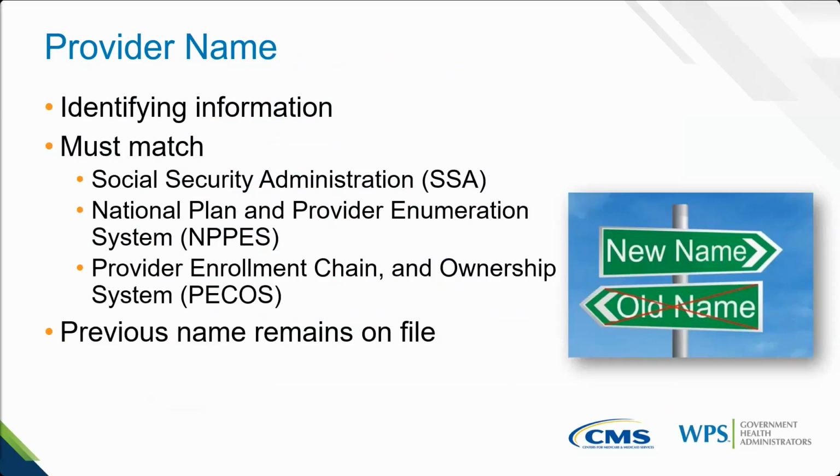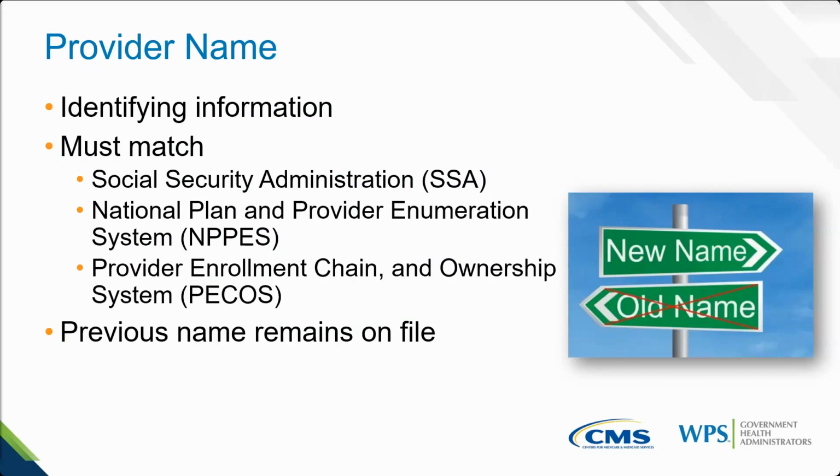Changing the provider's name is considered changing identifying information. So this is going to be your section 2A. If you're on the paper application, it would be your identifying information. If you are in PECOS, on that electronic form, it'll be that topic. It's important to note that if we're changing the name, the previous name will remain on the enrollment record. And if you're filling it out in PECOS, it's going to take care of that for you.